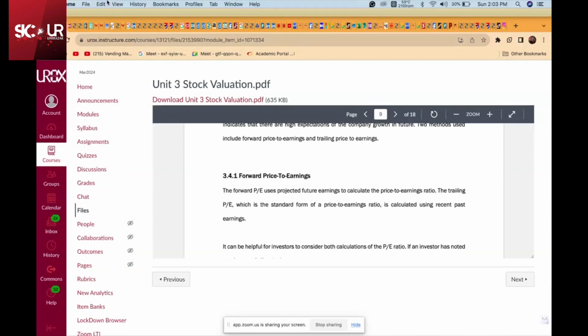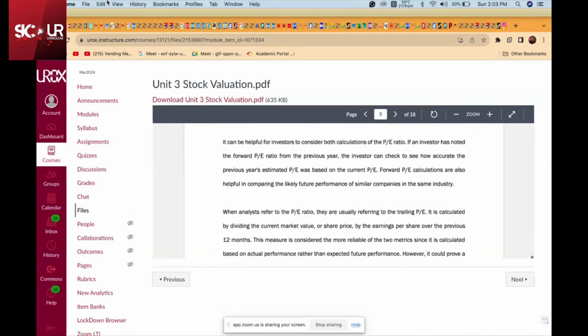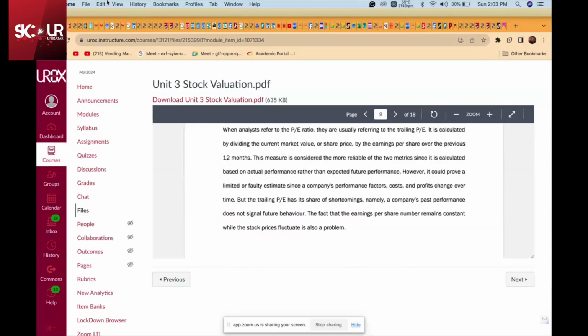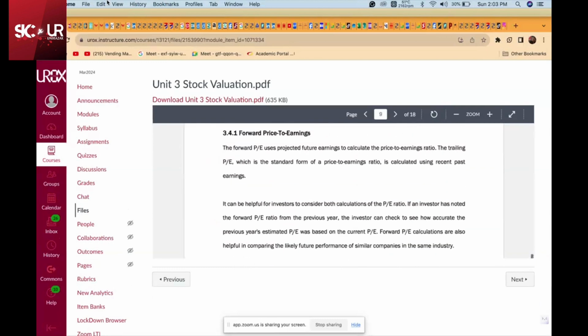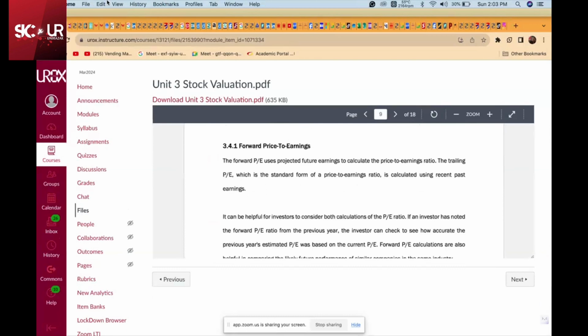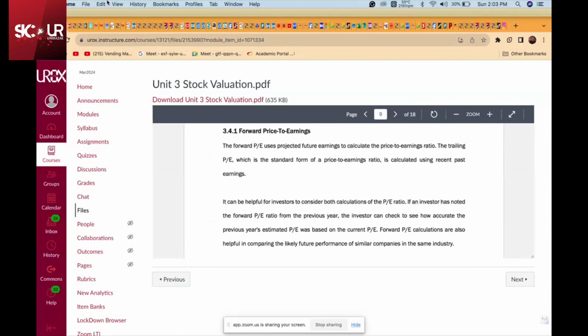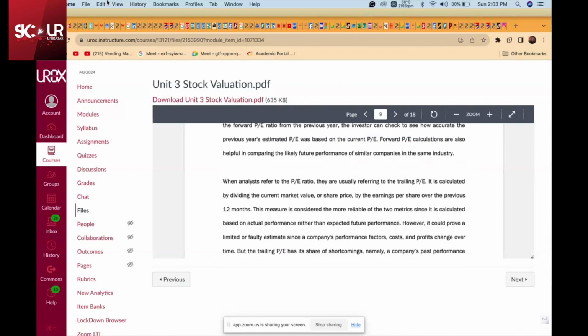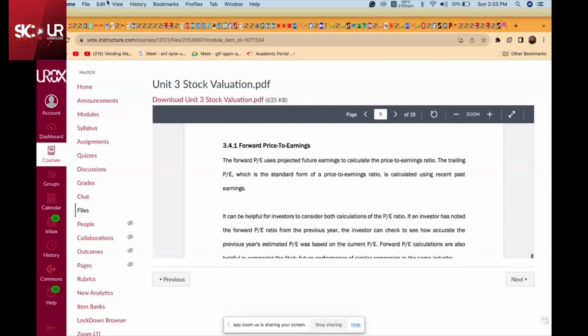Right. Now, forward price earning. The forward price earning is calculated by using projected future earning to calculate the price earning ratio, and the trailing price earning, which is the standard form of price earning ratio, is calculated using the recent past earning. So when we use recent past earning, it is actually the trailing price earning.